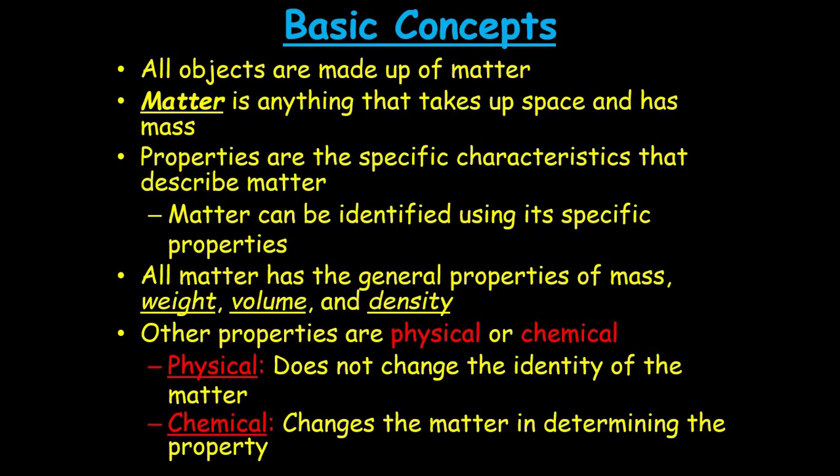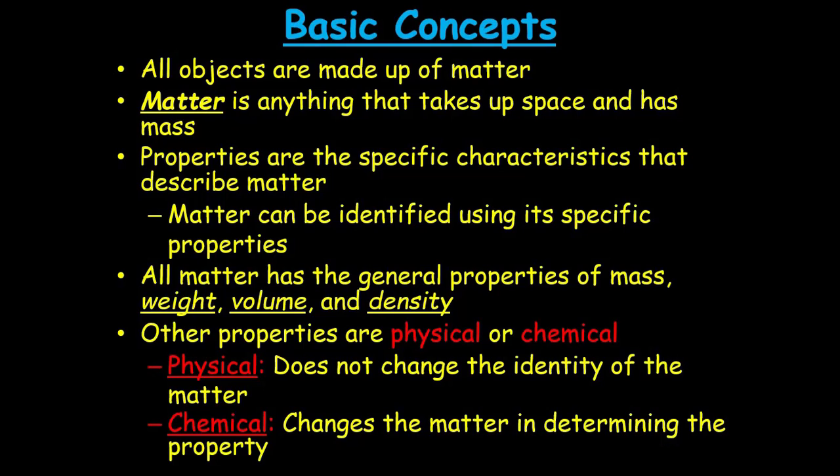All of these matters, whether liquid, solid, or gas, have specific characteristics describing them, and we can identify them easily by these properties. Matter has general properties of mass, weight, volume, and density. Other properties we can differentiate into two kinds. The first is the physical properties, and the second is the chemical properties.